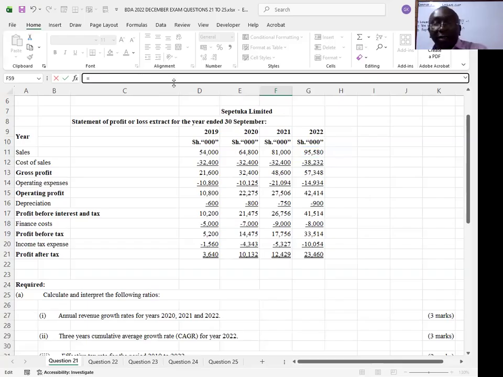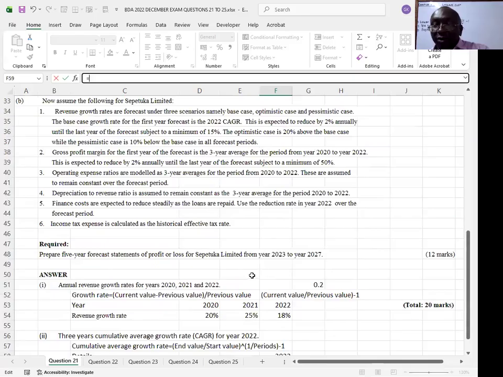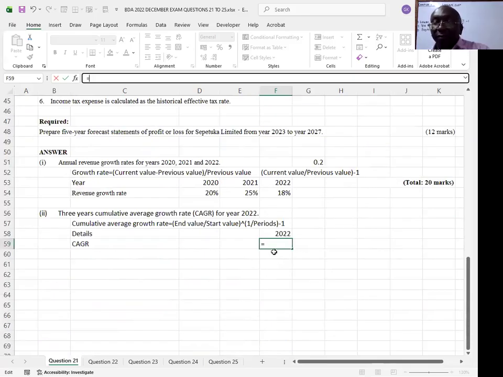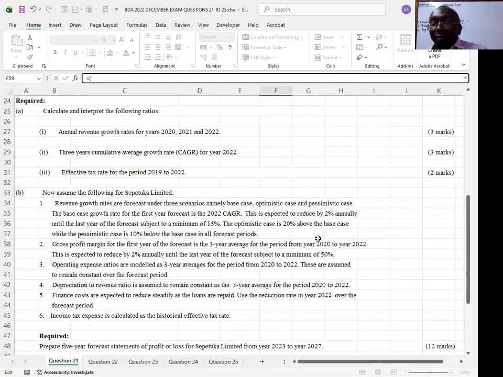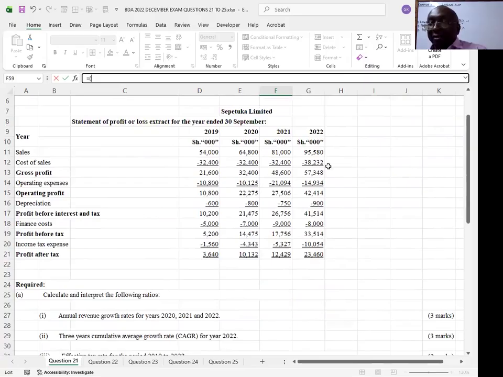You type equal sign on the cell where you want that value to go. You open the brackets. When you open the brackets, you click on the last revenue here. This one. You divide it by the start value. This one here, 54. Then you close the brackets.